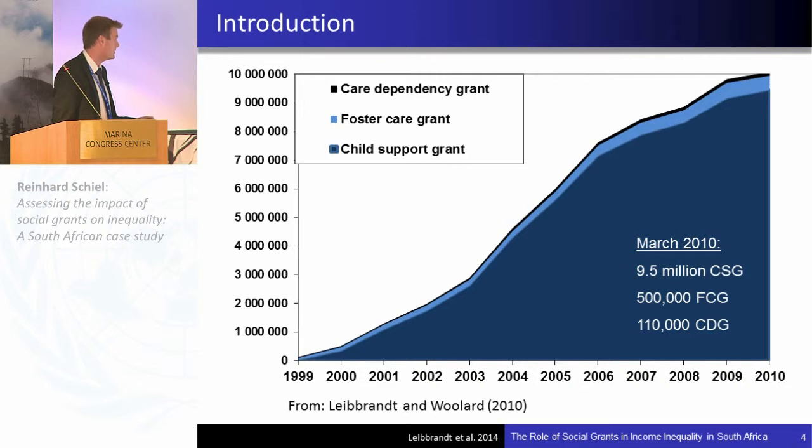The rollout or the expansion of the system has come through two avenues. Firstly, the institution of the child support grant, which, as we can see over the period of 1999 to 2010, has dramatically increased in expenditure and the number of grants claimed. The child support grant is a grant targeted specifically at low-income mothers who have children. In addition, the state old age pension, or the pension, which is targeted at individuals who retire over the age of 60, has increased to include individuals of all racial groups.